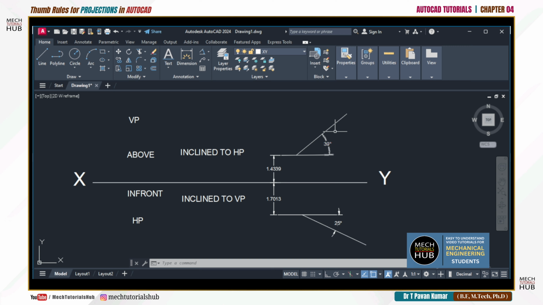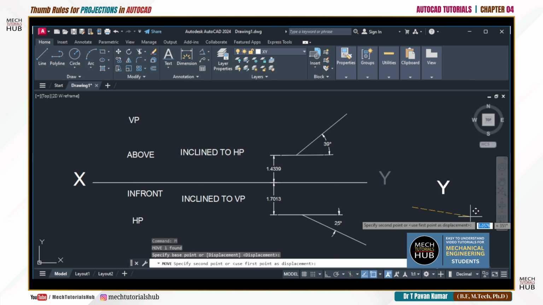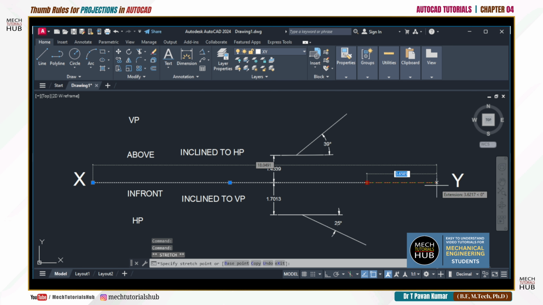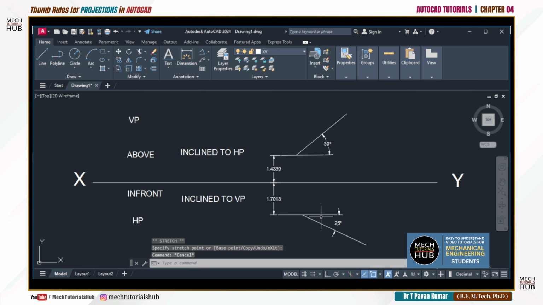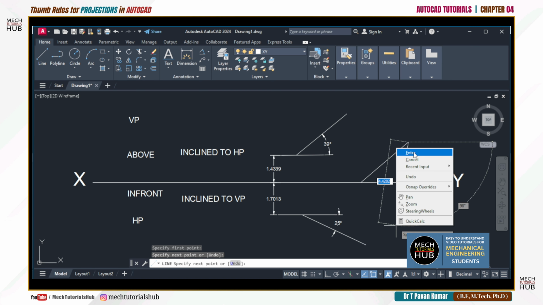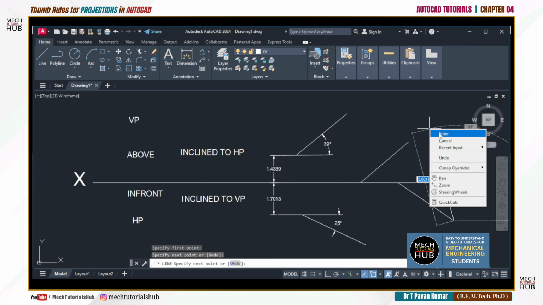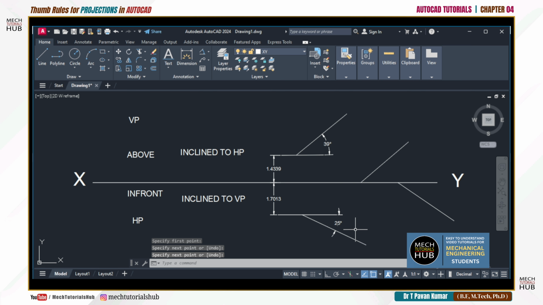If the same line is not having any above distance, let me move this a bit and let me extend this line. Okay, for example, there is no above distance given in the question. Then what happens? The same line, I'll start from here. Okay, if there is no infront distance, the line will start somewhere here. Anywhere you can start on the XY reference.